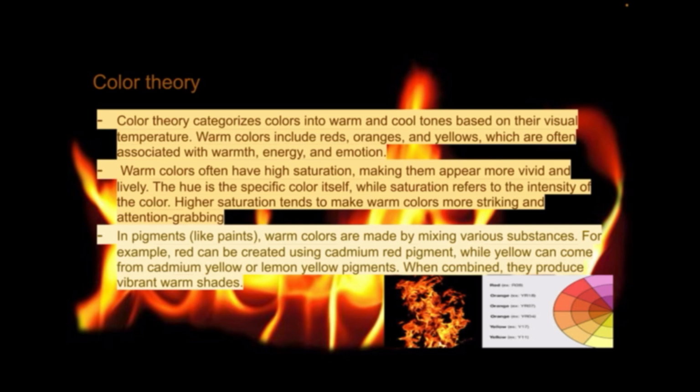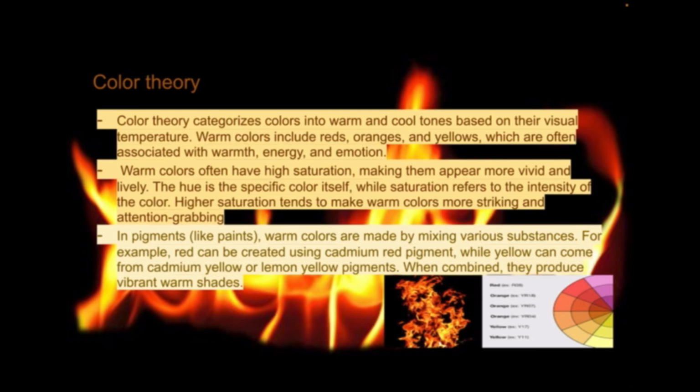Warm colors often have high saturation, making them appear more vivid and lively. The hue is the specific color itself, while saturation refers to the intensity of the color. Higher saturation tends to make warm colors more striking and attention-grabbing. In the lower right corner, I have the color wheel for the warm colors.